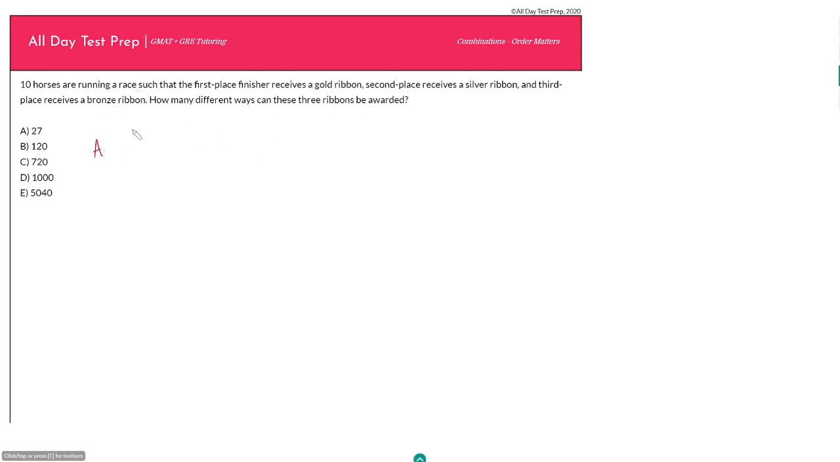And so once I ask myself, does order matter or not? The next thing I like to do is write out my pool of candidates, which I am choosing from. We got 10 horses here. We can call them A, B, C, D, E, F, G, H, I, J. That's 10, right? 1, 2, 3, 4, 5, 6, 7, 8, 9, 10. That's my pool. And then I'm choosing 3 of them.